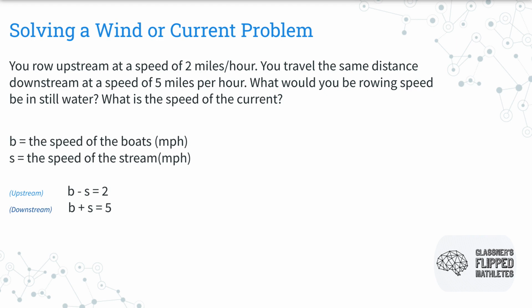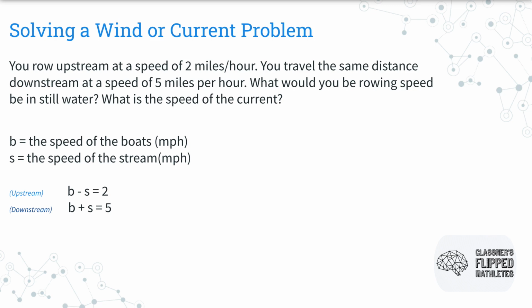So if we're going upstream, the speed of our boat is going to be subtracted by the speed of the stream, the water. So I'm rowing at some speed, and the water is fighting against me because I'm going upstream, and I'm only going 2 miles an hour. So B minus S is 2. But when I go downstream later on, I now am going the same direction as the water, so my speed plus the speed of the stream is equal to 5. So I'm going a little bit faster because now the water is going with me, not against me.